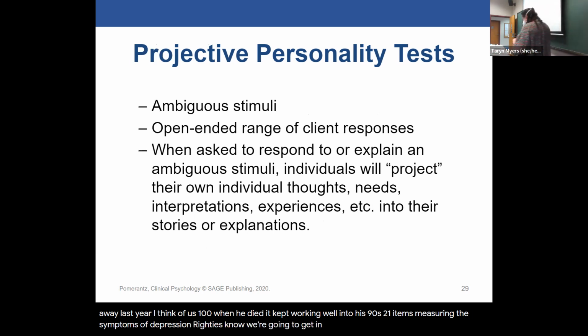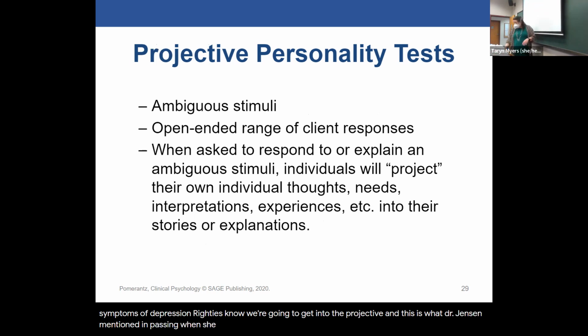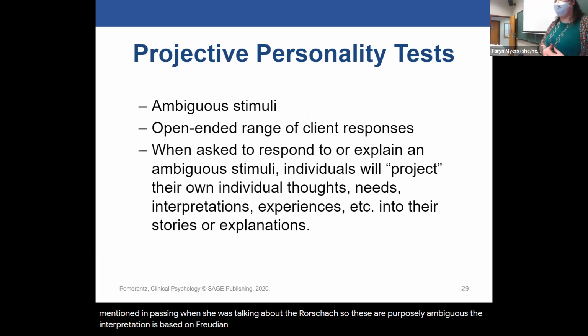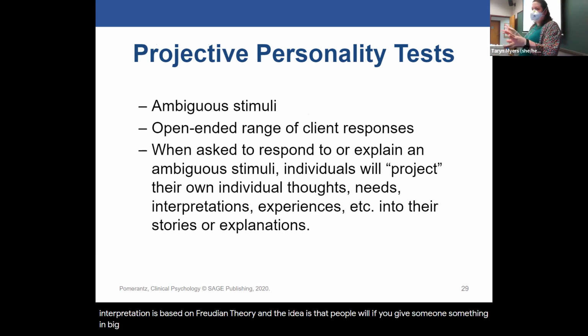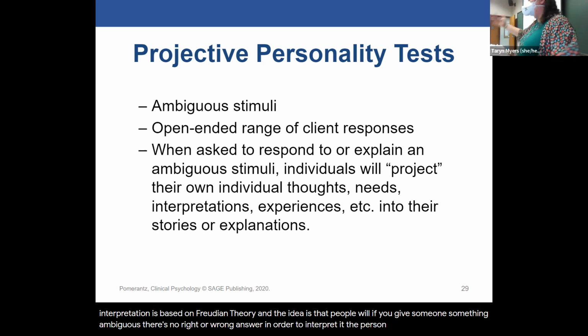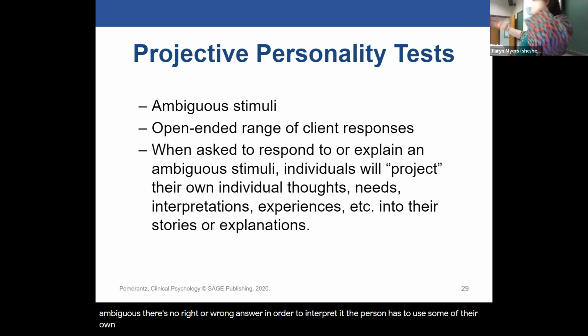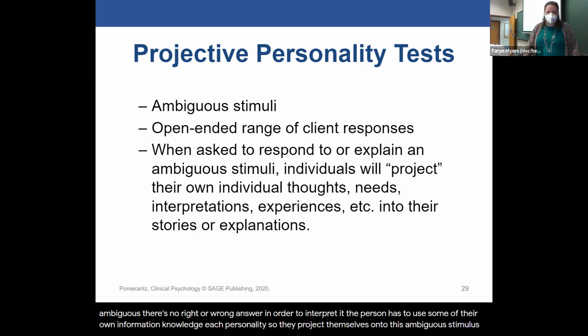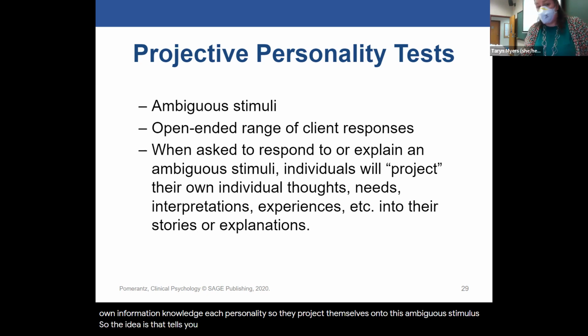Alrighty, so now we're going to get into the projectives, and this is what Dr. Jensen mentioned in passing when she was talking about the Rorschach. So these are purposely ambiguous. The interpretation is based on Freudian theory, and the idea is that if you give someone something ambiguous, there's no right or wrong answer. In order to interpret it, the person has to use some of their own information, knowledge, personality. So they project themselves onto this ambiguous stimulus. So the idea is that tells you a lot about the person.